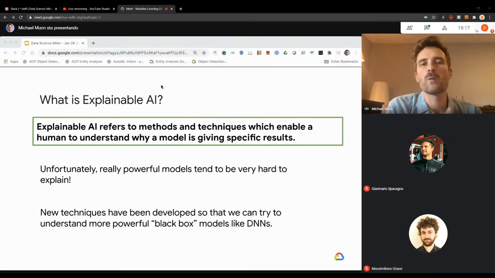It's become more and more necessary because really powerful models tend to be very hard to explain. A lot of these models are large, complex deep neural networks or black box models. Understanding exactly what collection of weights in a model caused it to make a certain prediction or inference is nearly impossible to trace back. Luckily, a lot of new techniques have been developed over the years. This is not necessarily a new field, but there's been a lot of interest recently to better understand these black box models.